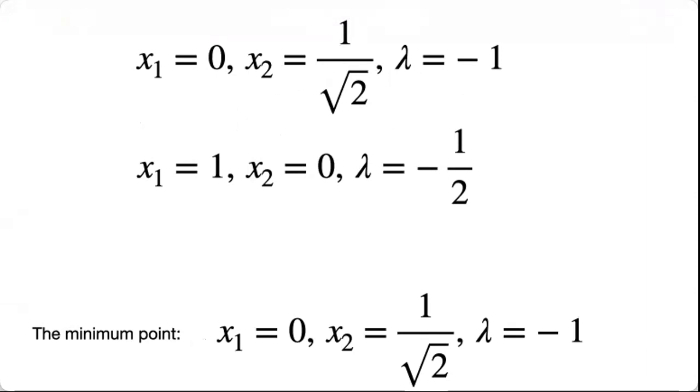But of course, both points can be local minimum, right? So you have to check with the Hessian to see the curvature at that point. But anyway, the minimum point is x1 is 0, x2 is 1 over root 2, and lambda is -1. Okay, any questions?